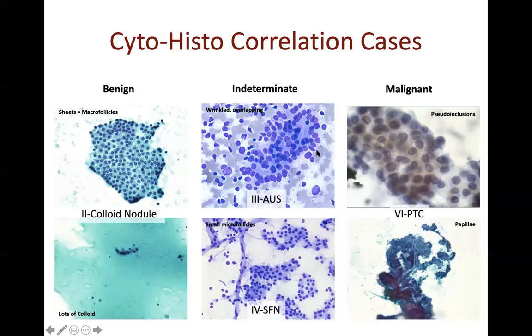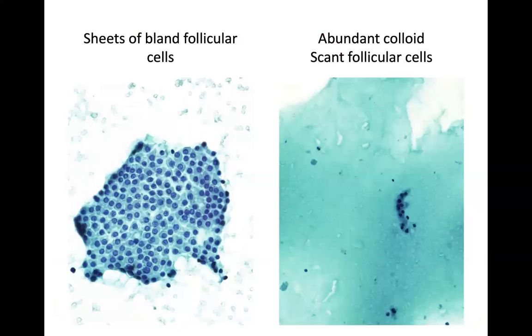Okay, so we're going to go through now some cytohistocorrelation cases ranging from benign to indeterminate to malignant. So in the first case, we have these sheets of bland follicular cells. Some might call them a honeycomb-like pattern with abundant colloid, which is this watery stuff in the background, and scant follicular cells here. So this is in fact a benign colloid nodule.